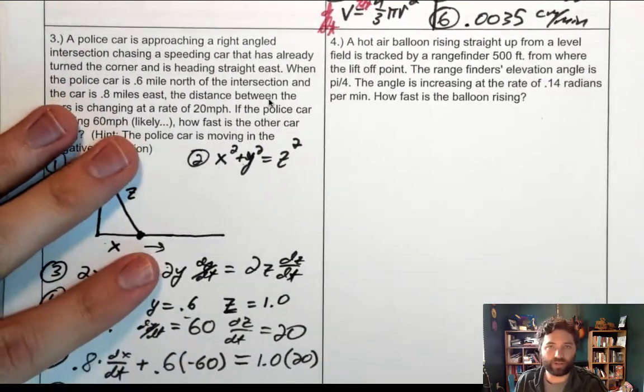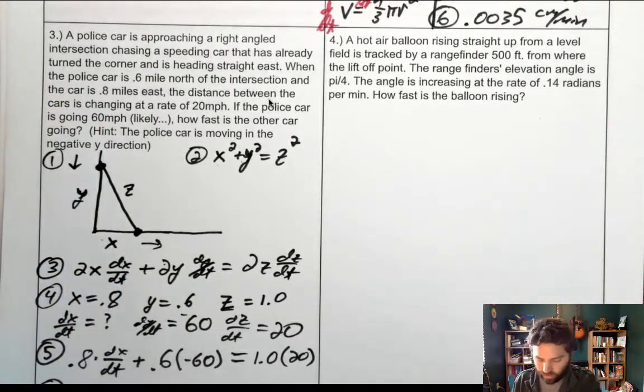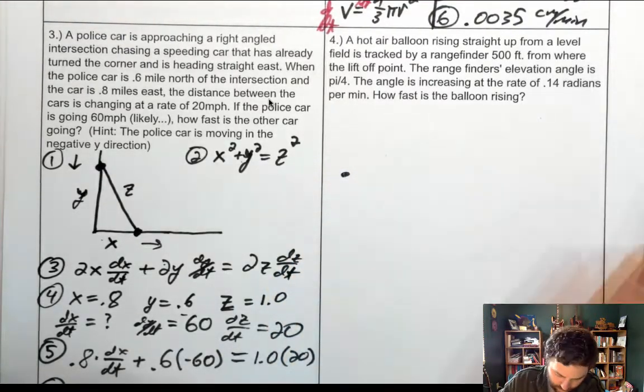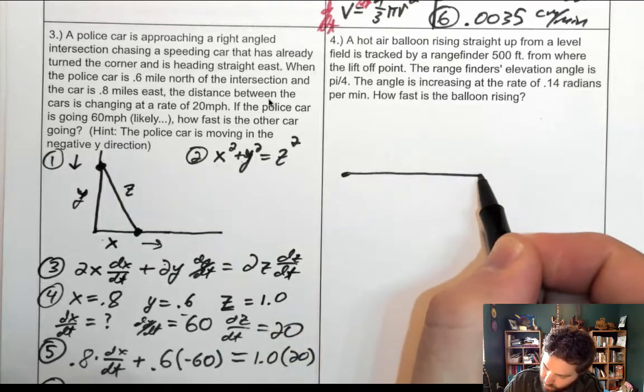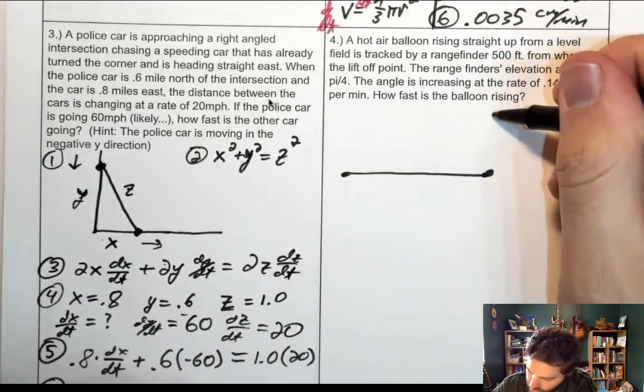A hot air balloon is rising straight up from a level field. It's tracked by a rangefinder 500 feet from where the lift point is. Okay, so let's sketch that out. So what we have is a person, let's presume, standing 500 feet from where a balloon is taking off. It goes up for a while.